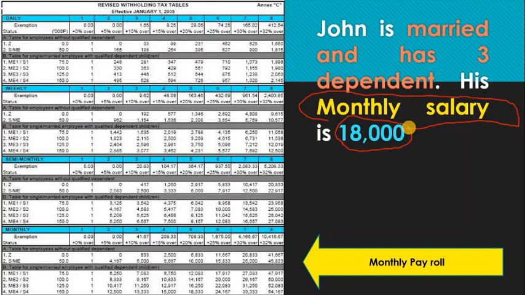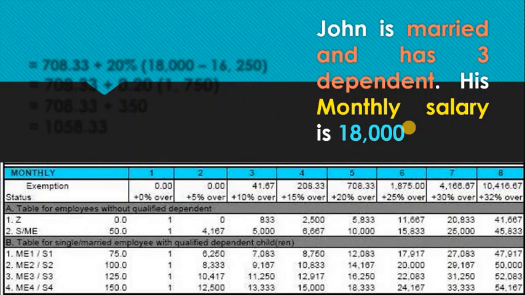Okay, let me zoom it for you. There you have it. So John is paid monthly. So I'm going to refer to that one. We are done with identifying the gross pay and the system of payroll, which is monthly. After identifying the gross pay, we have to identify the status of John. The status of John is married with 3 dependents, or children dependents. As you can observe, it is located down there, ME3. Meaning, John is married with 3 dependents.